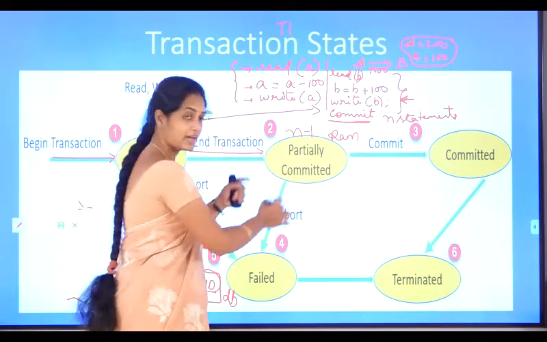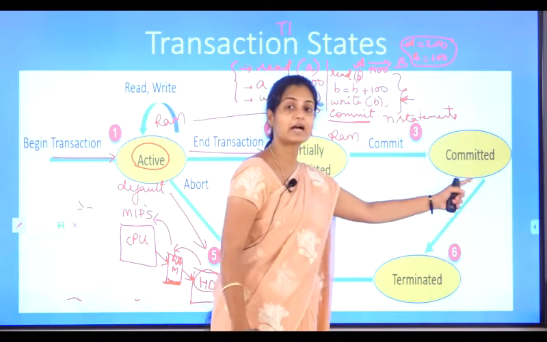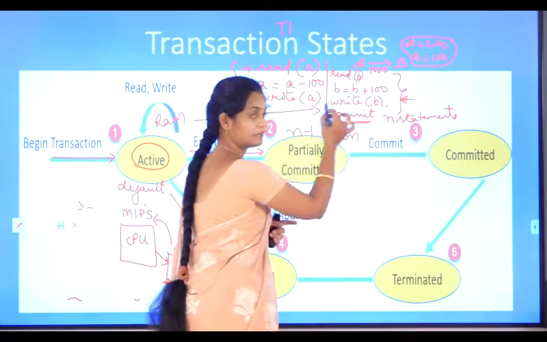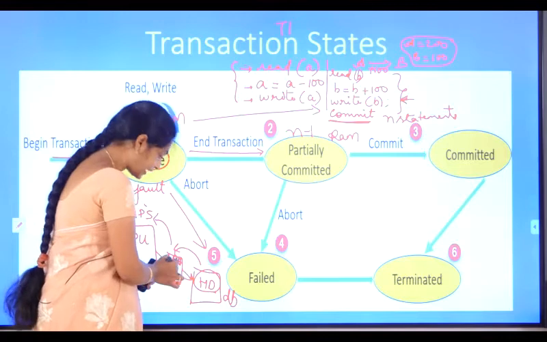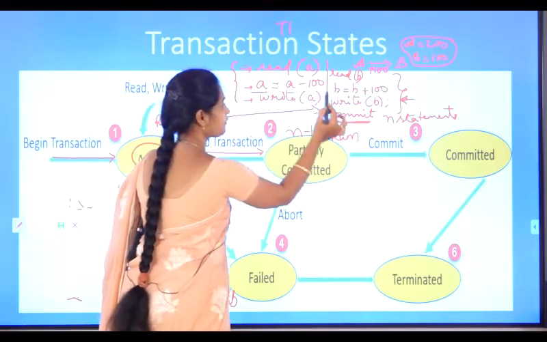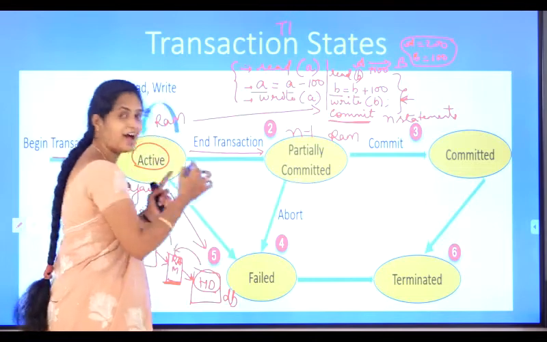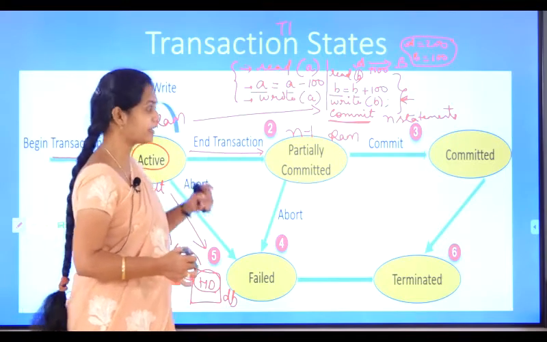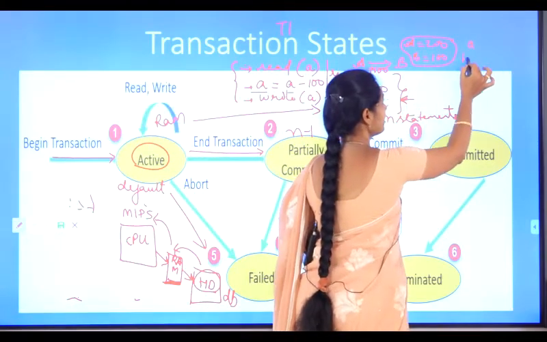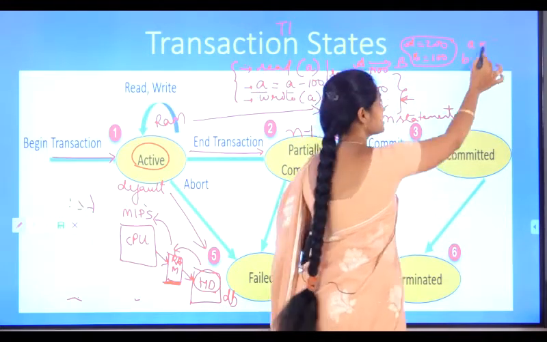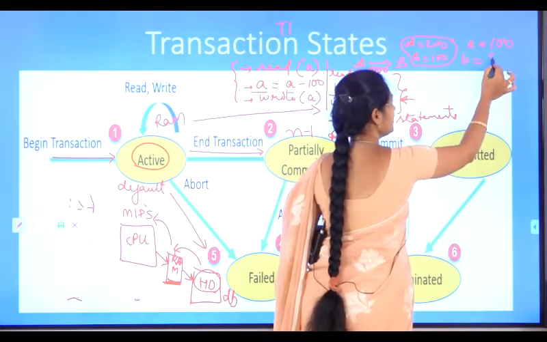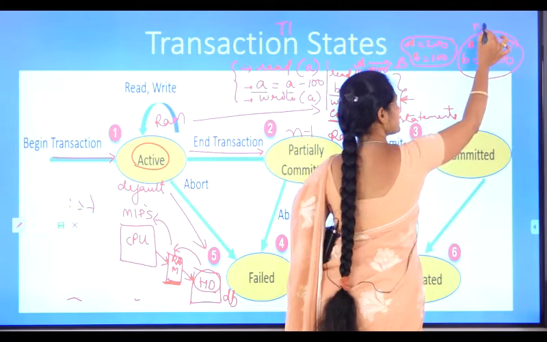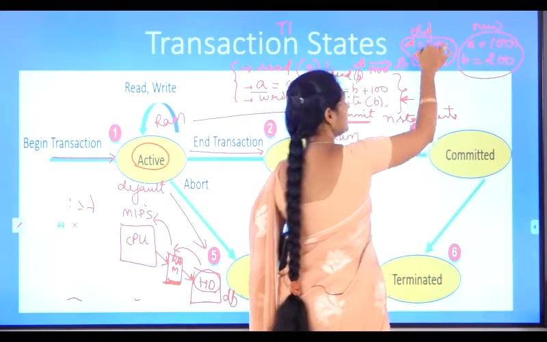After partially committed, what is the next state we have? Committed. What is the committed state? When the transaction encounters the commit statement, the RAM will push the details of A and B to the hard disk. Initially A is 200 and B is 100. After this transaction, A will be debited by 100 rupees, so A will be 100 and B will be 200. This is the new record, and these are the old values.